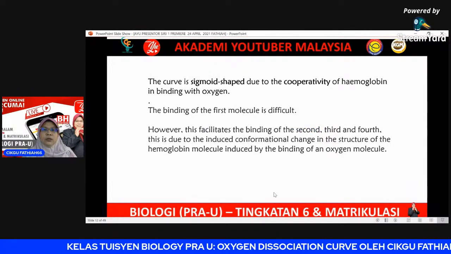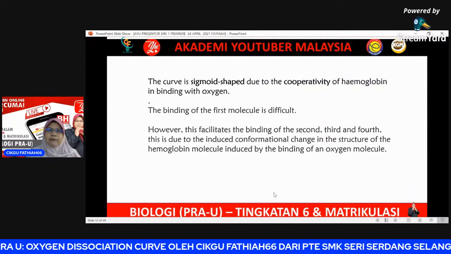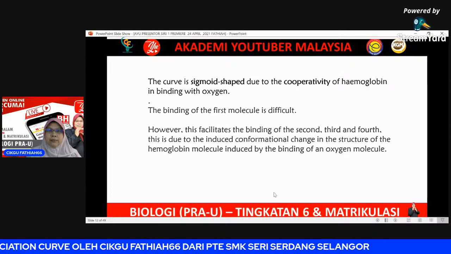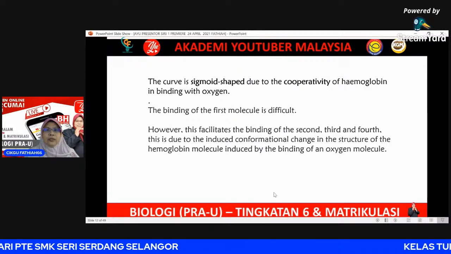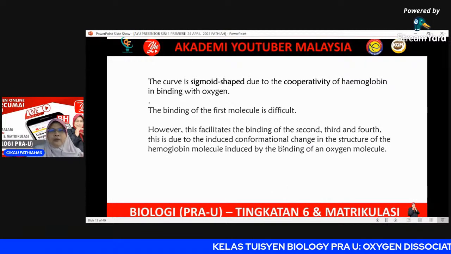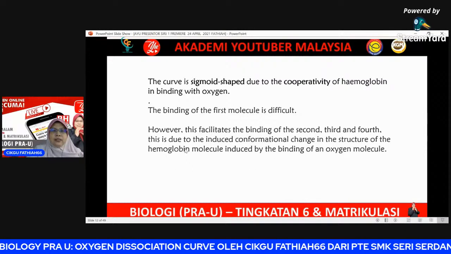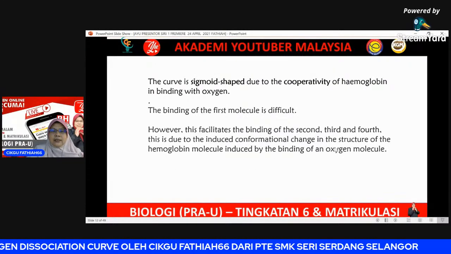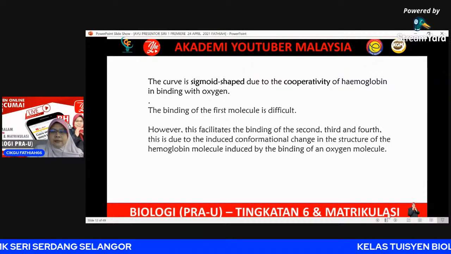The curve is sigmoid in shape due to the cooperative binding of hemoglobin with oxygen. Just now we learned that cooperative binding means when one oxygen molecule binds, it will change the conformation of hemoglobin and tend to increase the binding of the other three oxygen molecules. The binding of the first molecule is difficult. However, this facilitates the binding of the second, third, and fourth. This is due to the conformational change in the structure of the hemoglobin molecule induced by the binding of oxygen molecules.